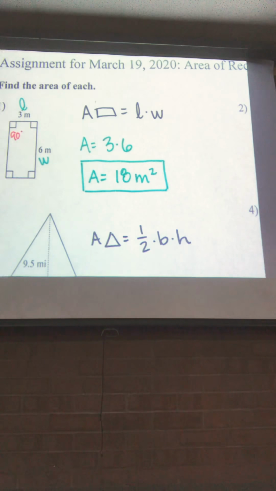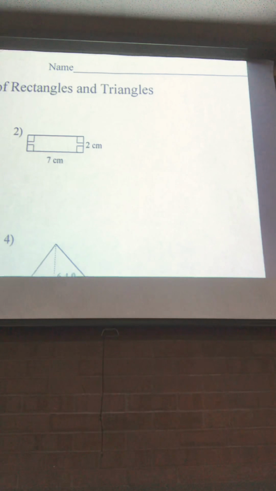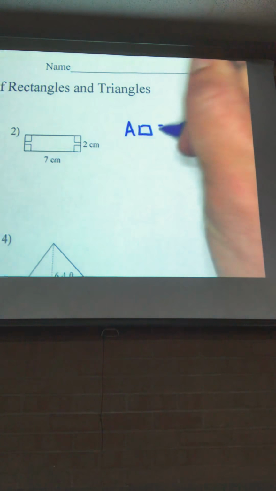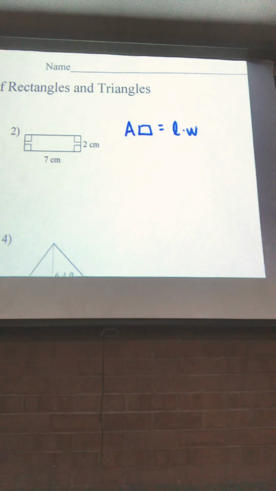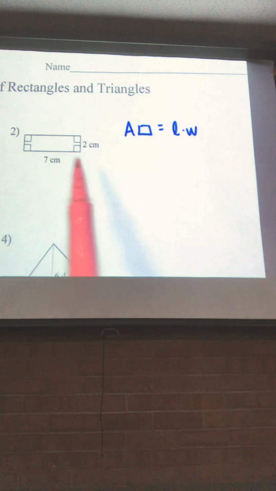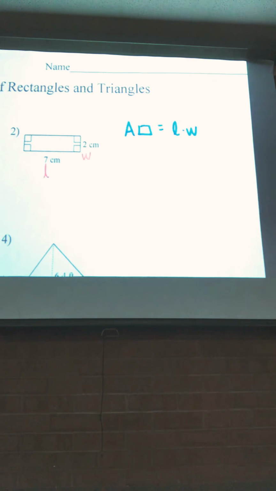Okay, we'll do number 2 now. Again, number 2 is another rectangle. So if you need to rewrite that formula for finding area, the area of a rectangle is always length times width. Okay, awesome. So now all we need to do, just like last time, is decide which one we want to be our length, which one we want to be our width. It really doesn't matter. This time maybe I'll go with 7 for my length and 2 for my width.